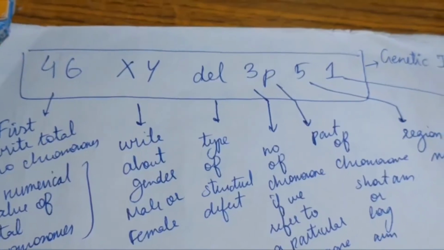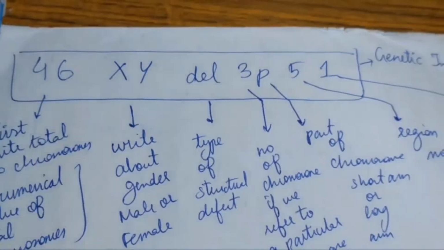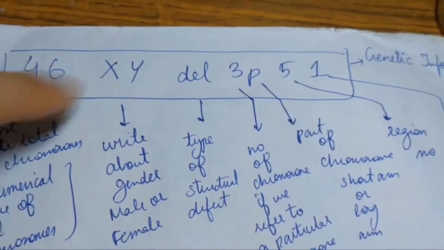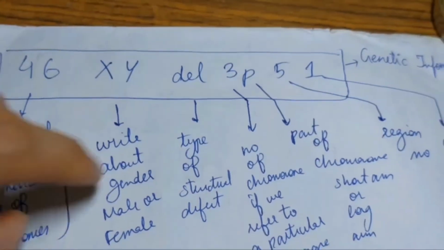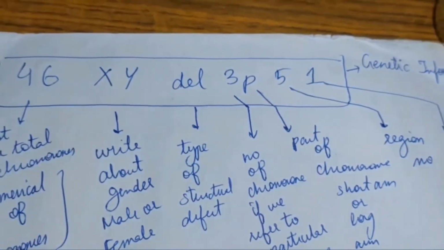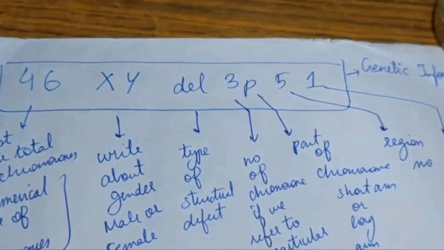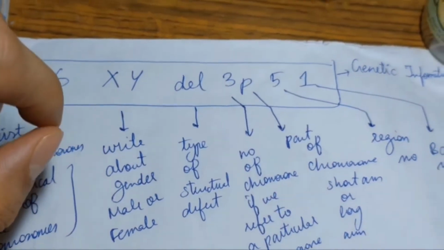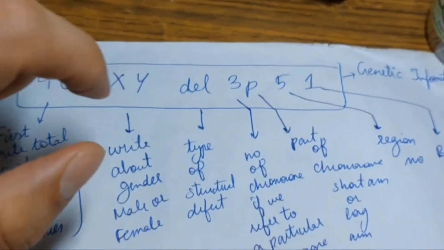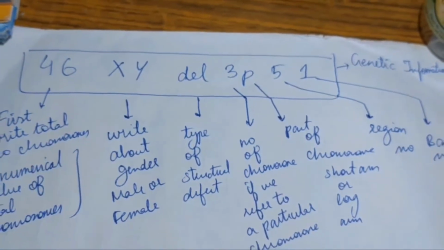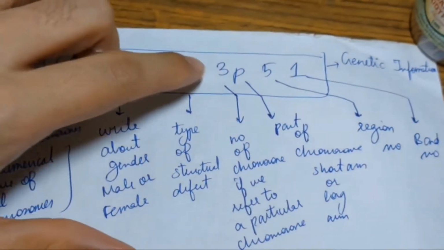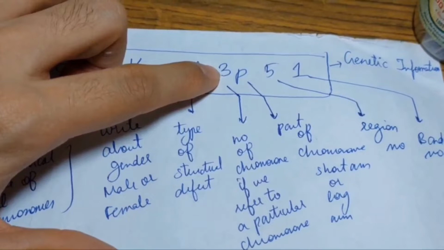So 46 chromosomes, normal. Then we write the gender, whether it's male or female. If it's male, XY; if it's female, XX. And then we write the type of structural defect, if there is any. Here in our case it's del, which means deletion. Then we specify which chromosome we are referring to. Here we have written 3, so the third chromosome.